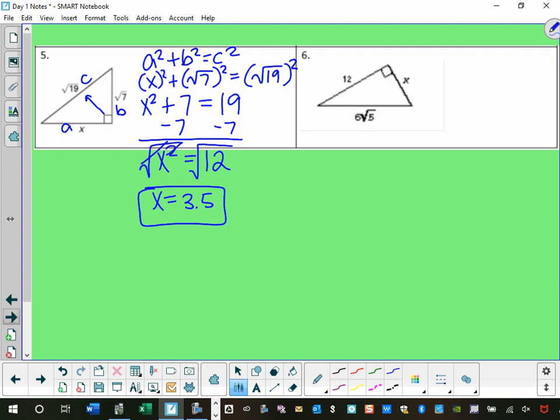Any questions here? All right, let's do number 6 together. Which side is my hypotenuse? 12x or 6 root 5? 6 root 5 is my hypotenuse.